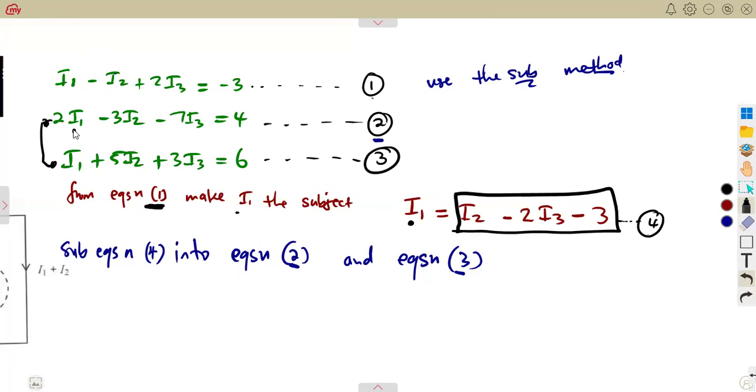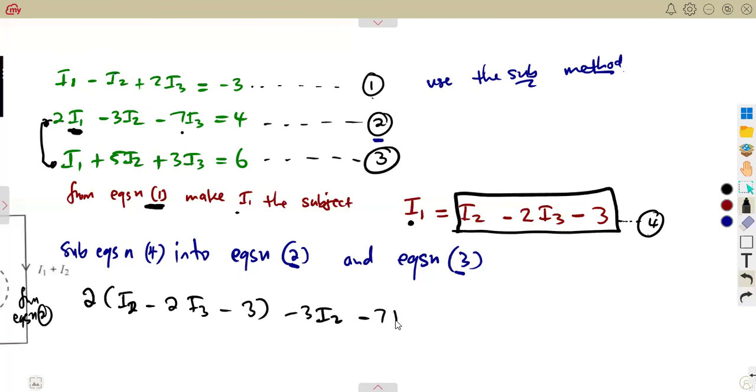In place of I1 from equation 2, we're going to start with equation 2. From equation 2, let's substitute. That is 2. In place of I1, we're going to substitute its equivalent. What is the equivalent? That is I2 minus 2 I3 minus 3. We have substituted in place of I1. Then the rest, we're going to write as it is. That is minus 3 I2 minus 7 I3, which is equal to 4.